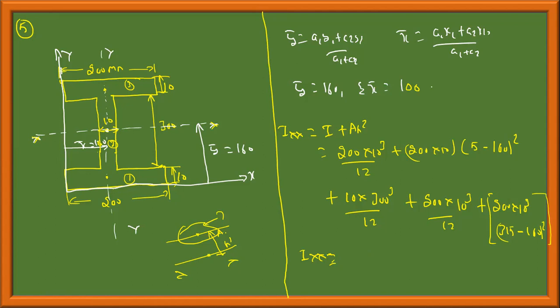200 into 10 per 3 into 12 plus 200 into 10, 155 square plus 10 into 300 cube by 12 plus 200 into 10 per 3 plus 200 into, sorry, this is 200 into 10 only, 200 into 10 into 305, 350 minus 160 the whole square. How much are you getting?